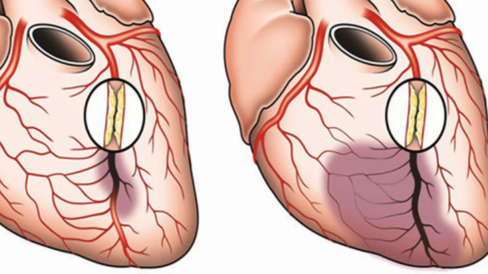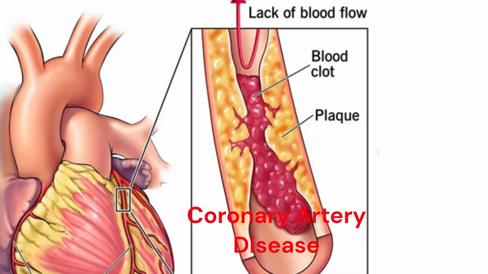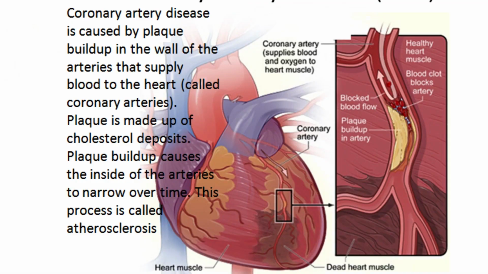Let's understand what is coronary artery disease. It limits blood flow in your coronary arteries, which deliver blood to your heart muscle. If the blood flow is limited in coronary arteries, coronary artery disease is caused. How is it caused? This is caused by plaque buildup in the walls of the arteries that supply blood to the heart. Plaque is made up of cholesterol deposits. Plaque buildup causes the inside of the arteries to narrow over time. This process is also called atherosclerosis.